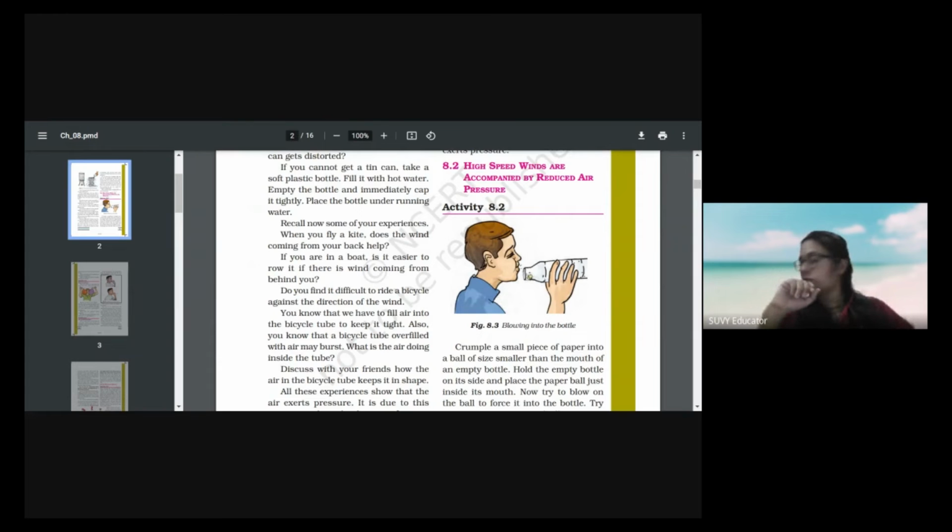If you want to compare the air pressure and the speed of the wind, what you have to do is take a simple plastic bottle and blow air with your mouth. What will you observe?